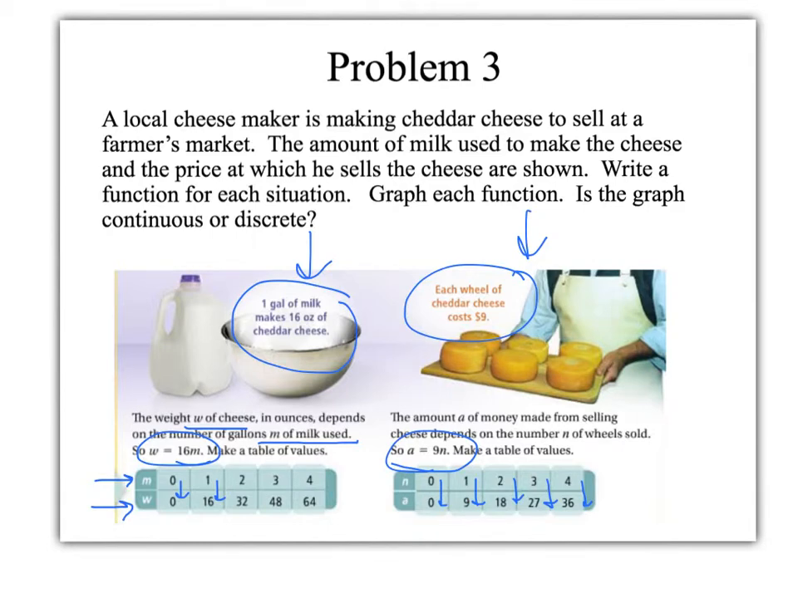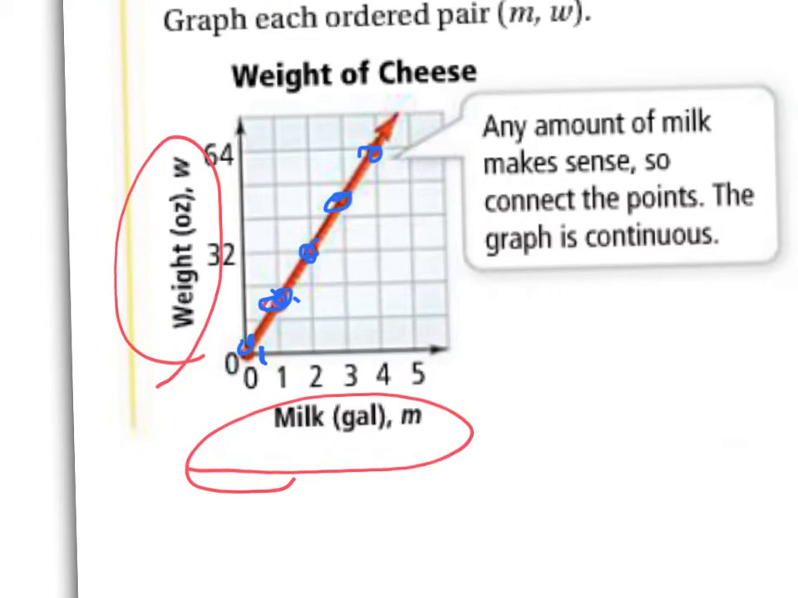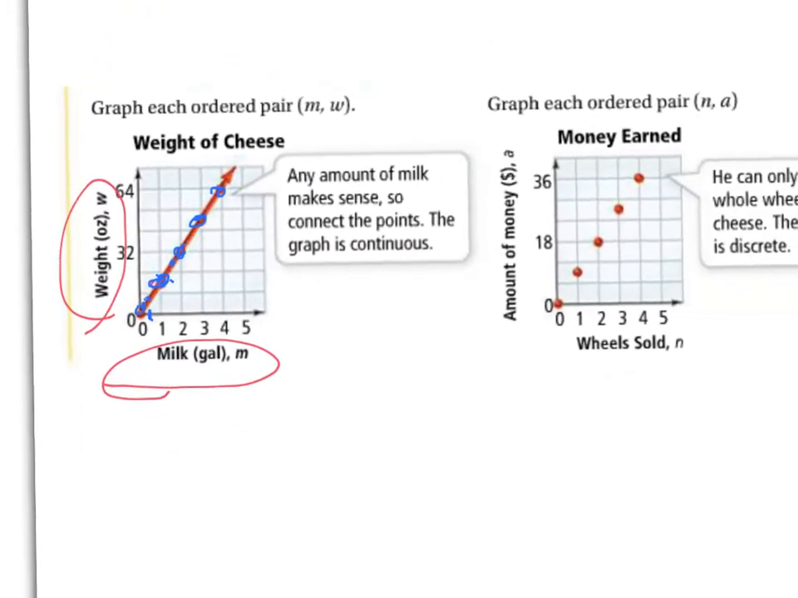Now, here are the graphs. Okay, so they graphed each one. They graphed the ordered pairs. The first one is the one with the milk and the weight. Okay, so they graphed those 5 points. But they connected the line because you could use a half gallon of milk. If you wanted to use a half gallon of milk, that would be right in here, and this is how much the weight would be. If you wanted to use 1 3/4, that would be right here. So using fraction amounts or decimal amounts is appropriate for the amount of milk.